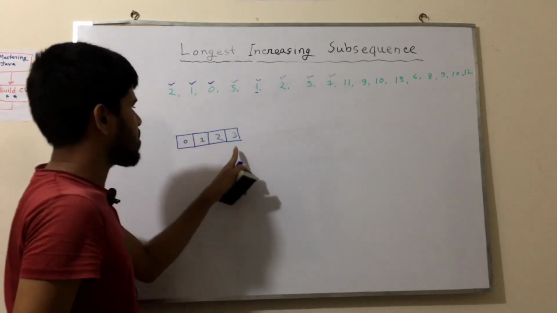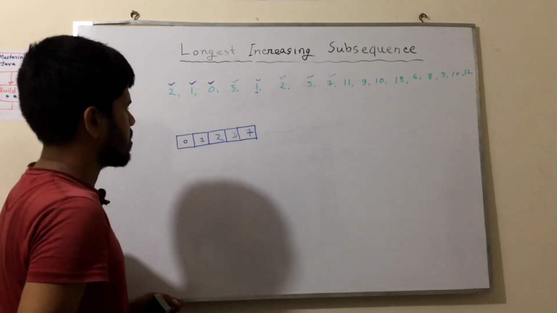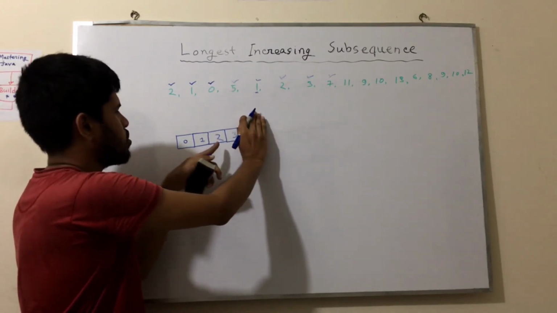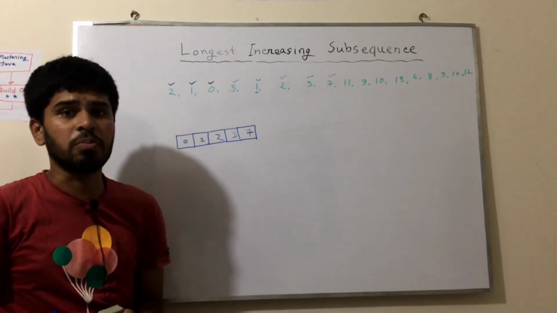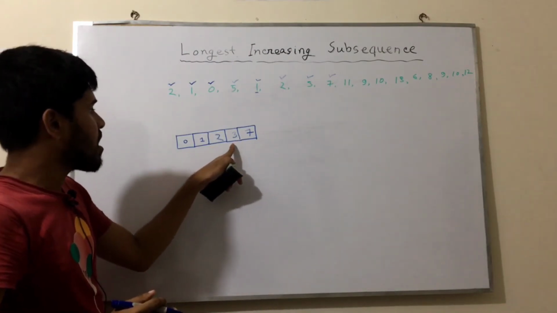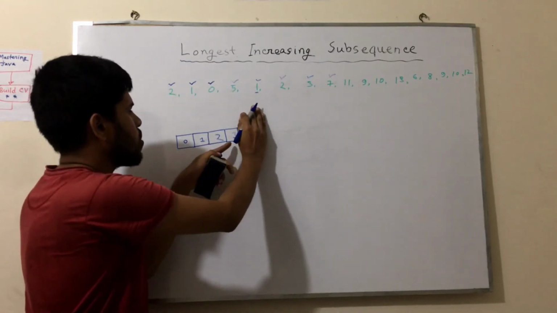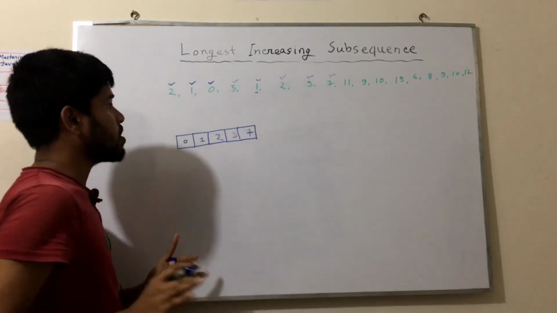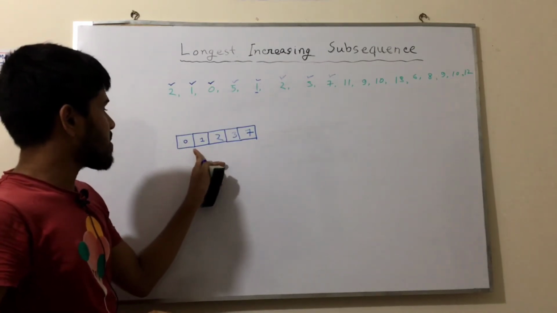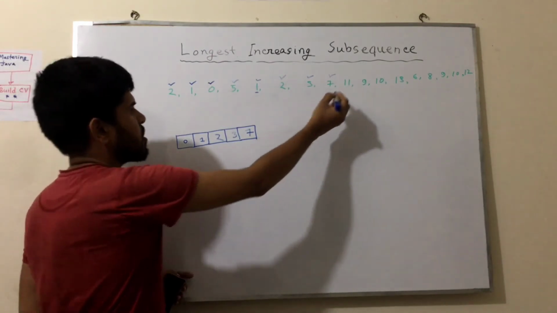7 is greater than 3, so let's add 7 here. It tells us that on the left of 7 we have 4 elements that are less than 7 and maintaining the relative order. Every single element maintains the relative order. We don't know which elements maintain the relative order, but we have at least 4 elements. If we knew the elements, then we could say this is a valid subsequence, but this is not a valid subsequence. Now let's move to the next.